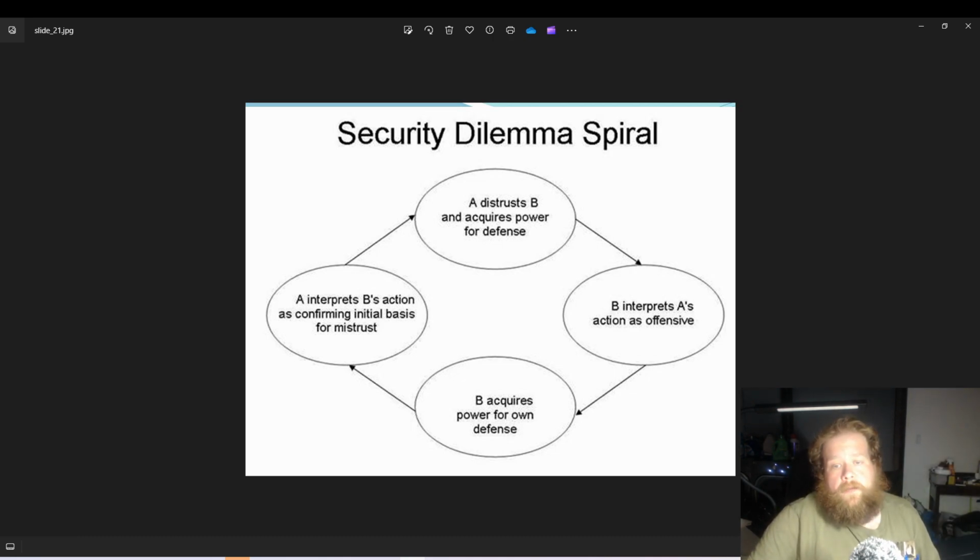But let's talk about the security dilemma, and great books on this are down in the description below. We've got The Security Dilemma: Fear and Cooperation in World Politics by Booth and Wheeler, Jervis's original work, etc.